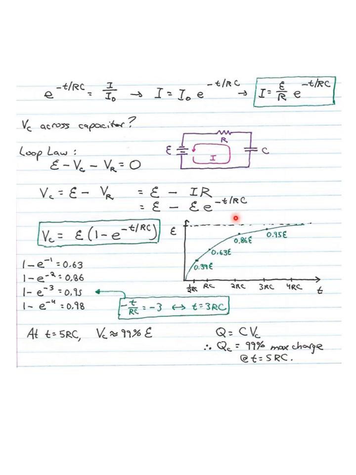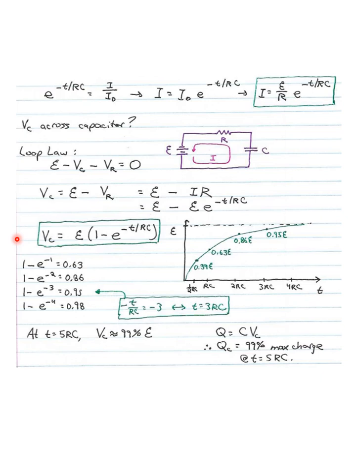So the voltage across the capacitor is, in simplified form, this equation here in the green box at the middle of the page. I factored out the EMF. So it's EMF times 1 minus e to the negative t over RC. Now let's think about what that means.